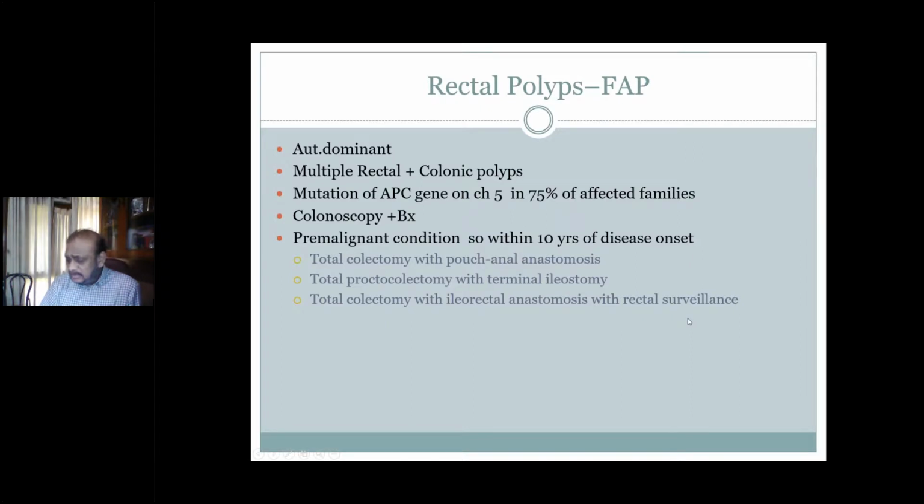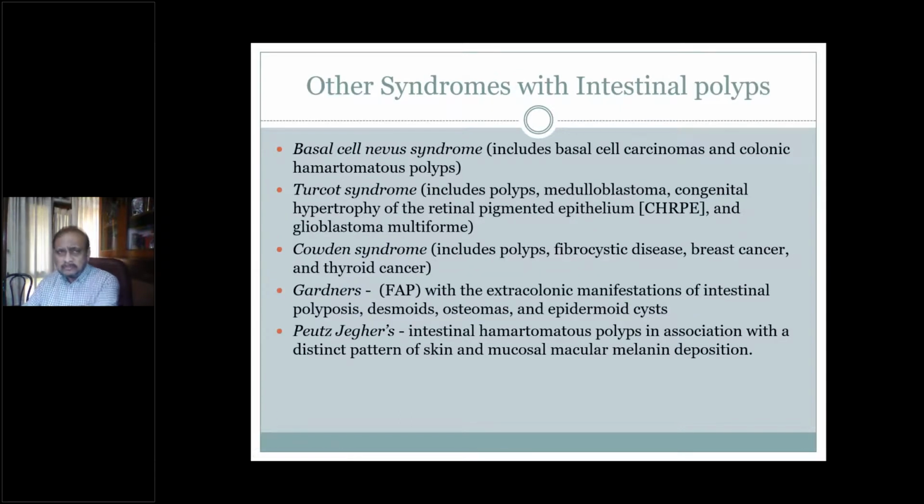and you can then go ahead and carry out a rectal surveillance lifelong. Right. So the third option is the best option if the rectum is not involved at the time of surgery. If the rectum is involved at the time of surgery, then the first two options are probably the options that you have to take recourse to.